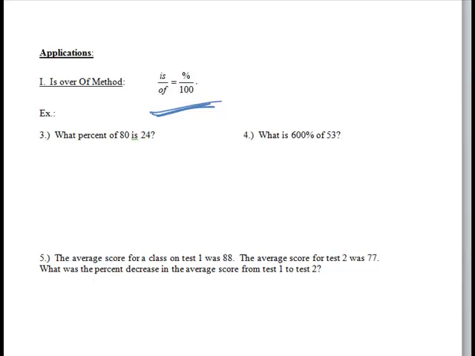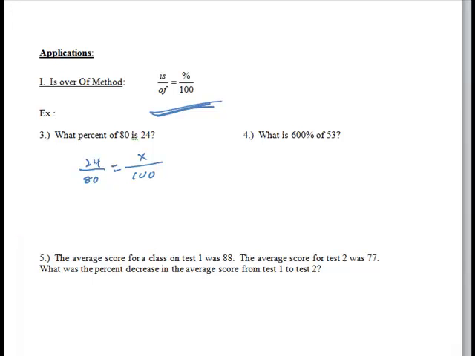So example 3, what percent of 80 is 24? So we set up this is over of method. We always have our 100 as our denominator there. Begin with what we're trying to find. We're trying to find the percent, so that's our variable x, which always goes over 100. The number next to the word of is 80, so that goes in the denominator. The number next to the word is is 24. So substitute in those values.